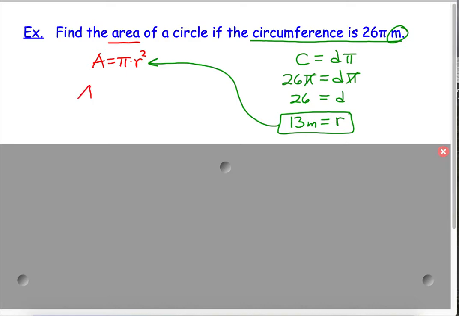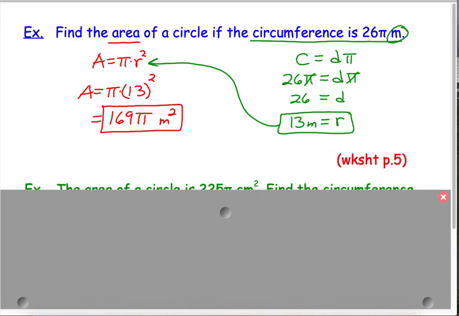So area is going to equal pi times the radius, which I figured out was 13, squared. 13 times 13 is 169 times pi. And my units here are meters. And remember, for area, it's the inside of the circle, so it's square units. So the area of this circle will be 169 times pi meters squared.